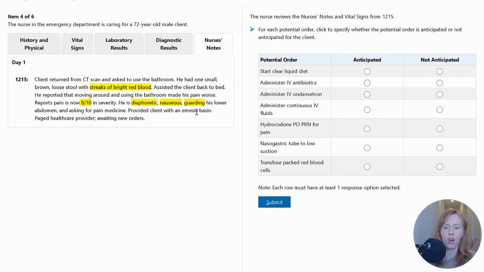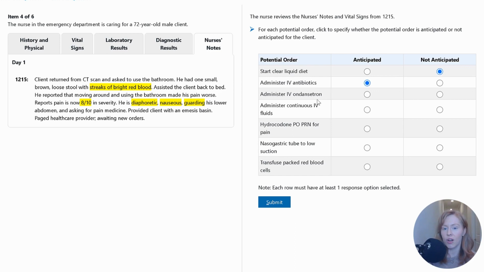He's so nauseous he's about to vomit, and he's on now hour 4 of vomiting. He's going to get dehydrated. So I'm not going to start a clear liquid diet. I'm going to keep him NPO. This is not anticipated. And then administering antibiotics. Yes, behind that lumen of the diverticulum, we've got swelling, inflammation. This is the GI tract. It's filled with bacteria. Yes, I'm going to anticipate giving IV antibiotics.